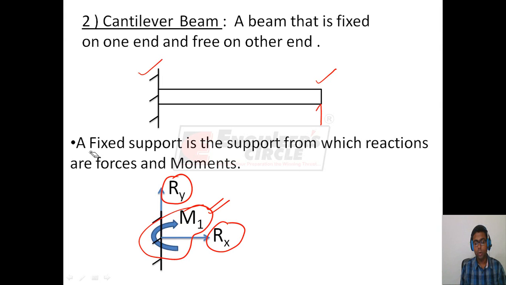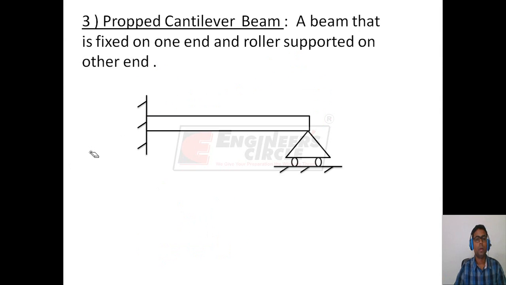For example, if a load P is applied on this beam, then it will bend in this manner. That is, it can be seen that at the end the beam is straight, it has not bent due to the reaction M1. Propped cantilever beam, a beam that is fixed on one end and roller supported on the other end. So this roller support provides an extra reaction to this cantilever beam. The extra reaction is Ry.